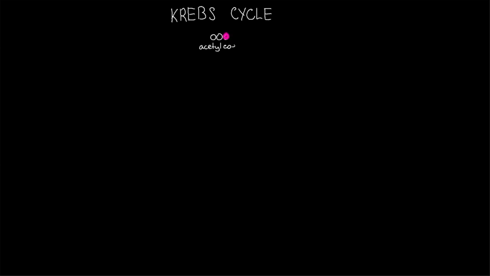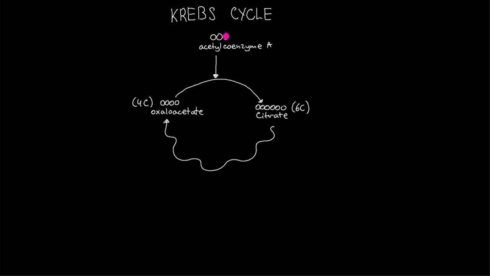After the formation of acetyl coenzyme A, the oxaloacetate is going to accept the 2-carbon molecule from acetyl coenzyme A, so basically the acetate unit, to form citrate, a 6-carbon molecule. Note that during this reaction, the coenzyme A unit is getting reused in the link reaction.